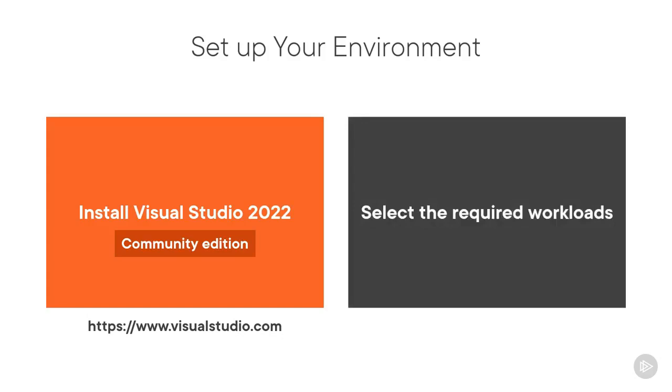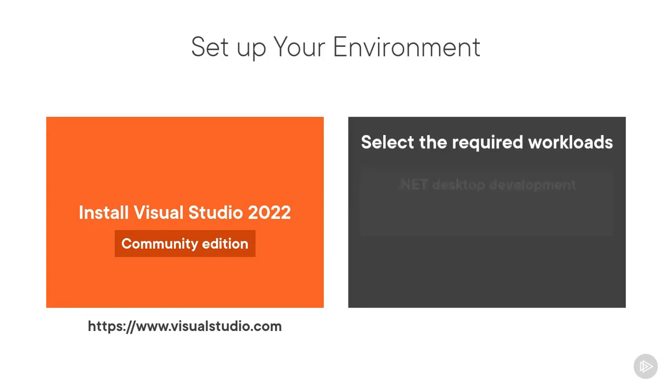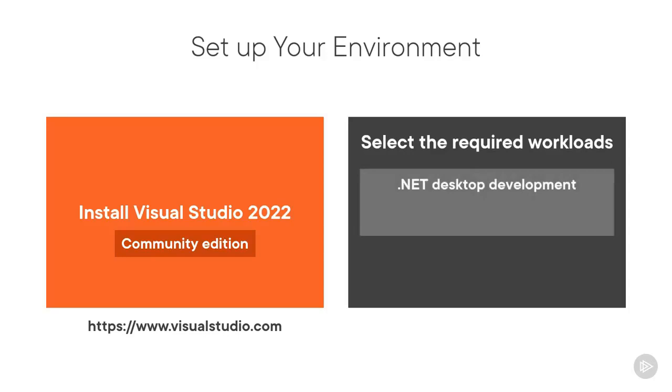When you install Visual Studio, you need to select the required workloads for WinUI development in the Visual Studio installer. You need to select the workload .NET Desktop Development. There you need to ensure that you select the Windows App SDK C# templates. These are the project templates that you need to create WinUI projects with .NET and C#.